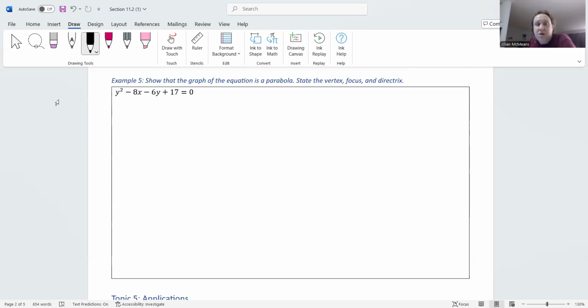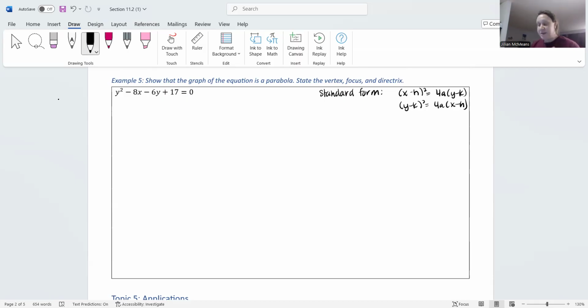For example 5, it says, show that the graph of the equation is a parabola, state the vertex, the focus, and the directrix. Okay, so to prove that this is a parabola, we want to make sure we fit one of the 2 formats. So we're looking to fit standard form: (x minus h) quantity squared equals 4a times (y minus k), or (y minus k) quantity squared equals 4a times (x minus h). Okay, now what in the world do we have here? We have a lot of work ahead of us. Not really a lot, but we do need to complete the square.